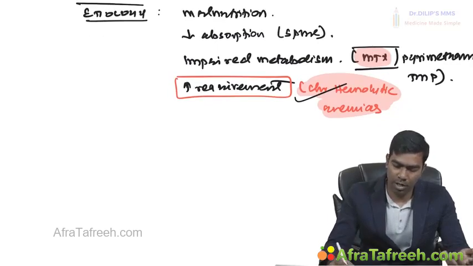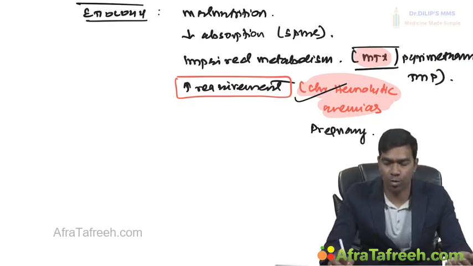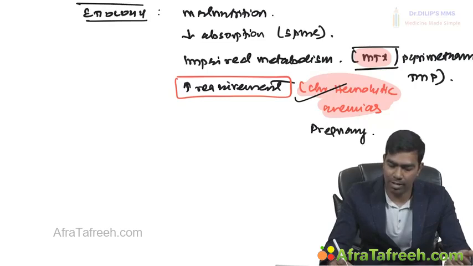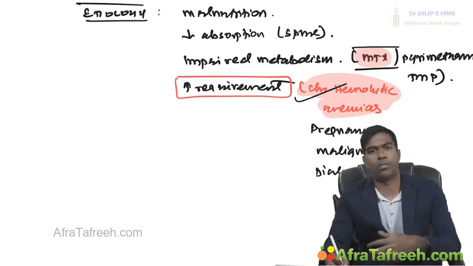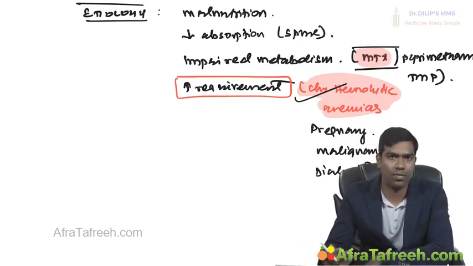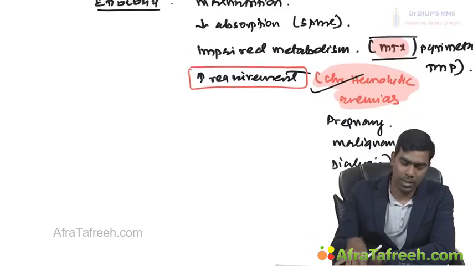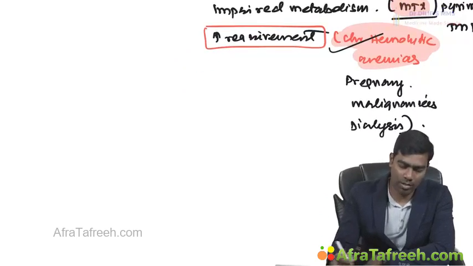Then apart from chronic hemolytic anemia, pregnancy, where folate deficiency may result in a high risk of neural tube defects, and you might see it in a lot of malignancies and in patients taking dialysis. All these patients need a lot of folate because folate is lost in the dialysis circuit as well. So that is the reason. So these are the etiologies of folate deficiency.